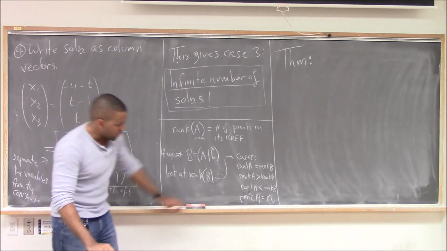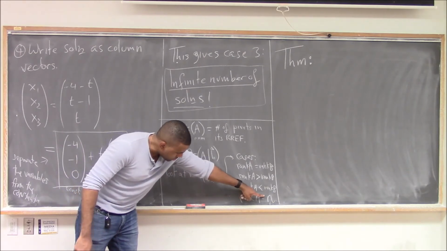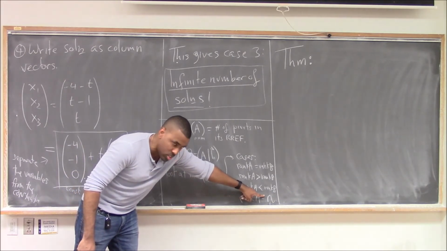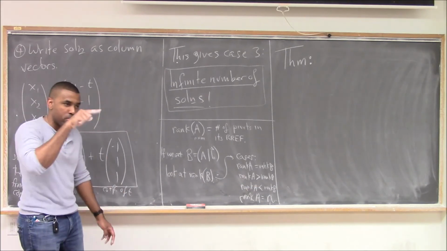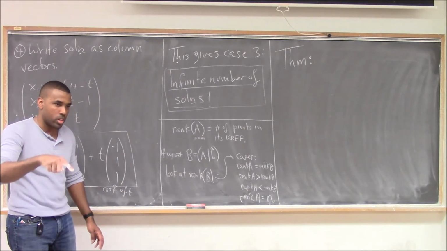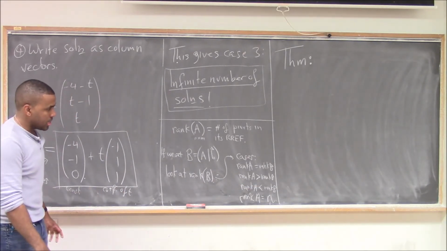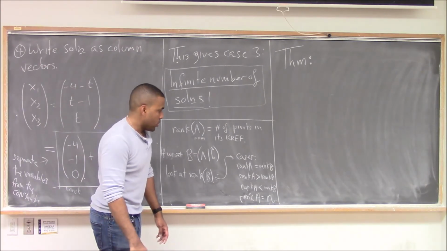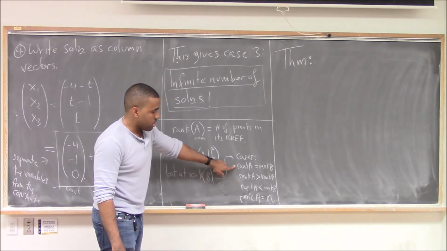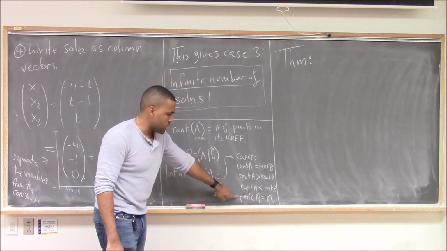It turns out if the number of pivots is equal to the number of columns in the coefficient matrix, that gives you a unique solution, because that means every variable has a 1, and we can solve for it and make it the subject of a formula. If the rank of A equals the rank of B, that brings you to this case. So it's covered by this case.